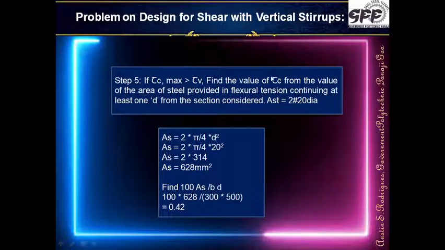So AST is 2 bars of 20. AST is 2 into pi by 4 into d square, 2 into pi by 4 into 20 square. This gives me 314, so the answer comes as 628. In order to find the value of tau C, we need to know 100 AS upon BD. So we have 100, AS is 628, B is 300 and D is 500. From here we get the value as 0.42. 100 AS upon BD comes to 0.42.